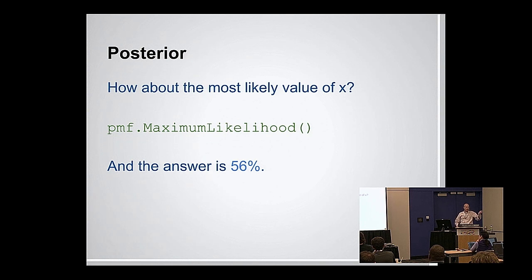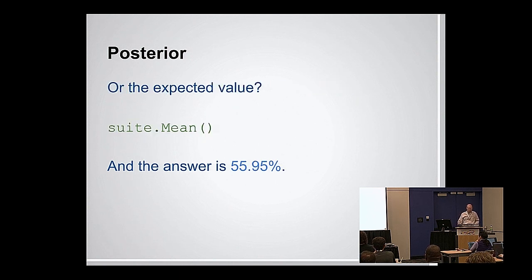We can do what we did before, which is the maximum likelihood. And again, what you get is the 56%, which is the observed proportion. You can get the posterior mean. In this case, it's also very close to 56%. This is a nice symmetric distribution. So the peak and the mean are pretty close to each other.